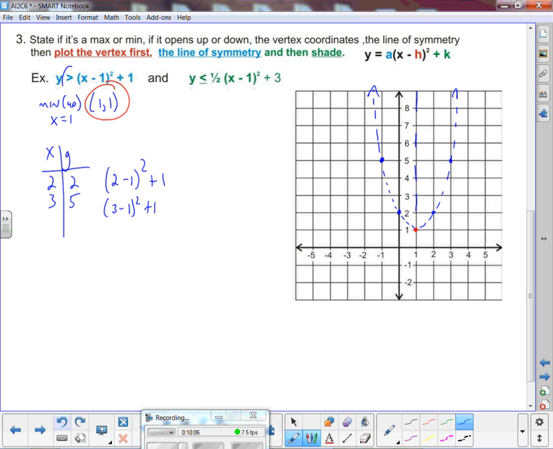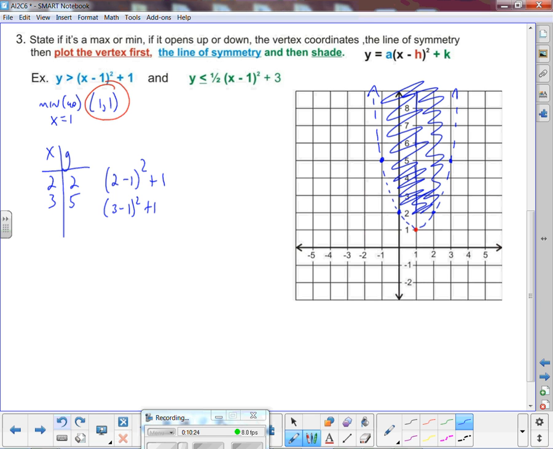So again, I'm looking at my inequality symbol, greater than. What is greater than? Greater thans are above the line, less thans are below the line. And so with a parabola, the greater than values are going to be in here. Okay, and that's the blue one.